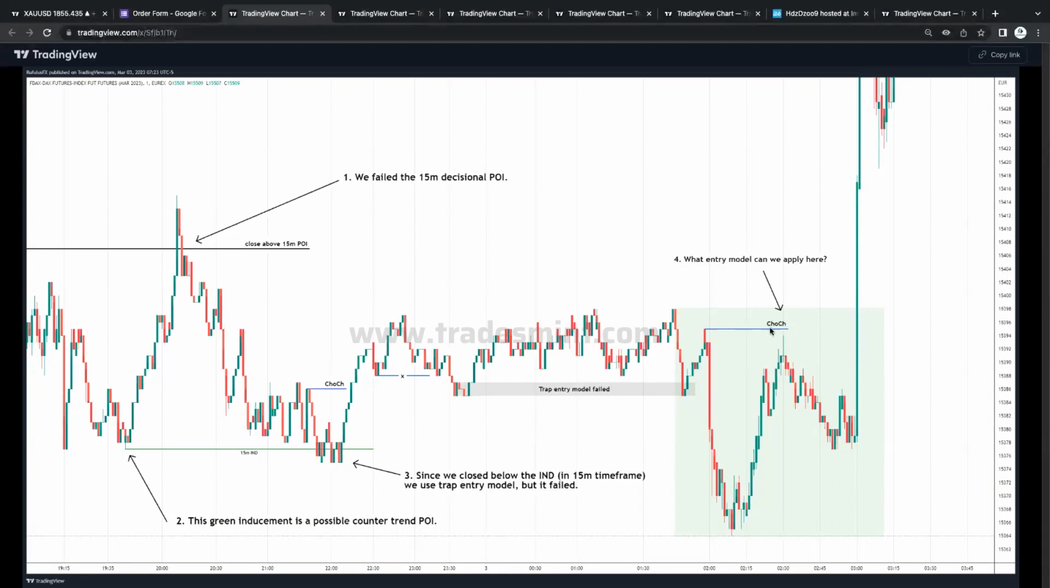What entry can we take? Sir, there is no entry module here in a higher time frame. Then how can you identify the entry in a 1 minute time frame? Price must mitigate and price must hit your PD array in a higher time frame. Then you can find the entry in a lower time frame also, right?